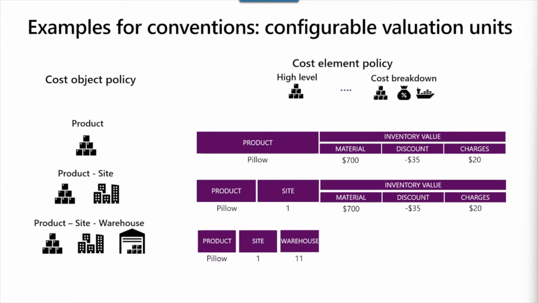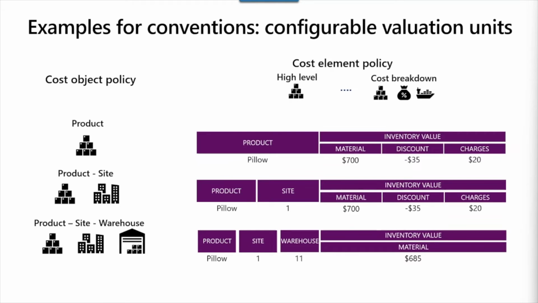In our second example, where we're using the cost object policy of product site, we're using the same cost element policy with the same cost breakdown, so we can see the same breakdown as our first example. In the last example, where we're tracking product, site, and warehouse, we're using a high-level cost element policy. So we only record the sum of the inventory value at $685.